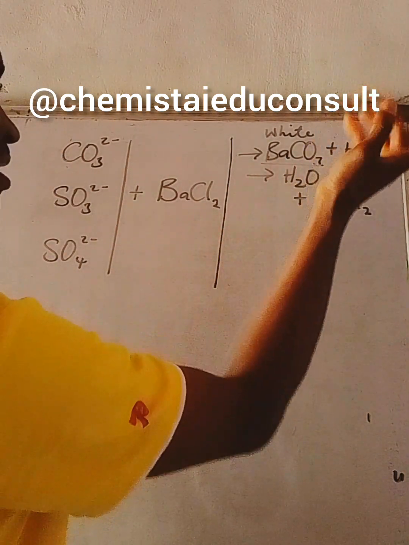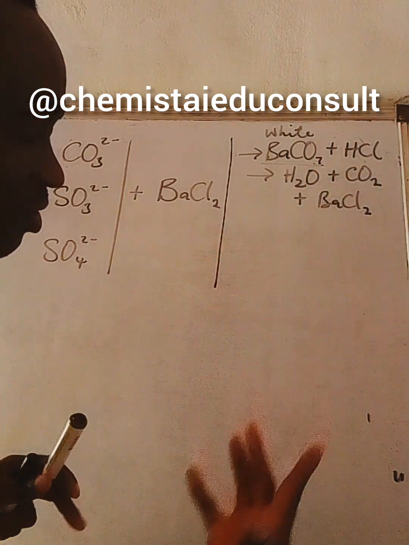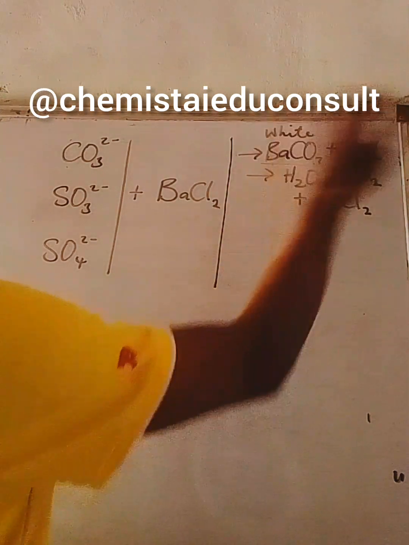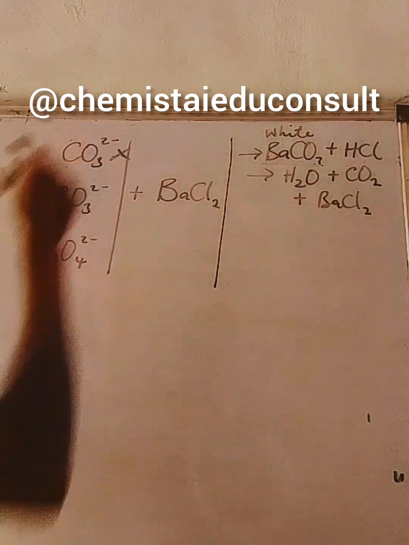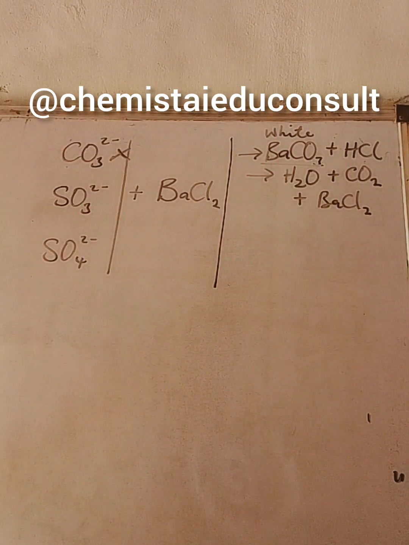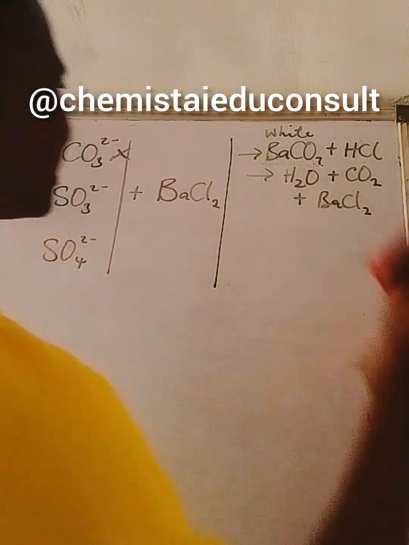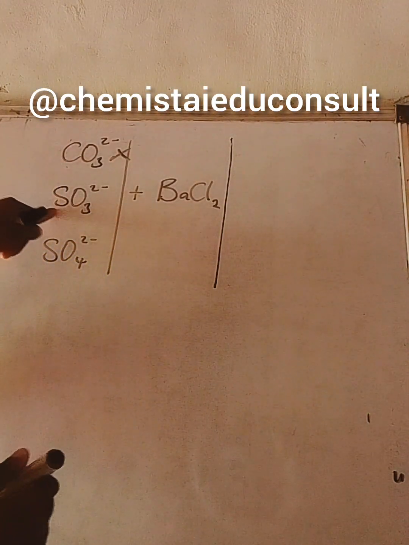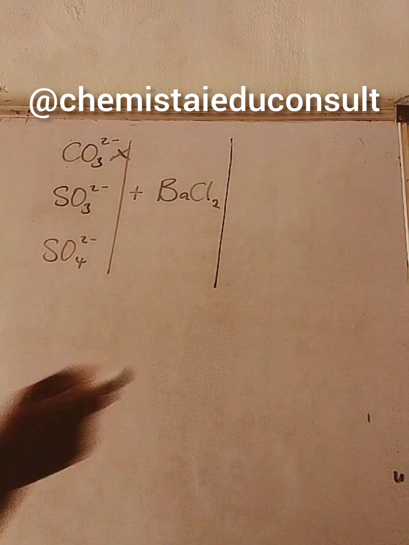So, it will start evolving carbon 4 oxide, a colorless, odorless gas, which turns lime water milky. So this is what happens. Therefore, carbonate is not the anion. Now, let's check what happens when the salt contains this anion, sulfite.